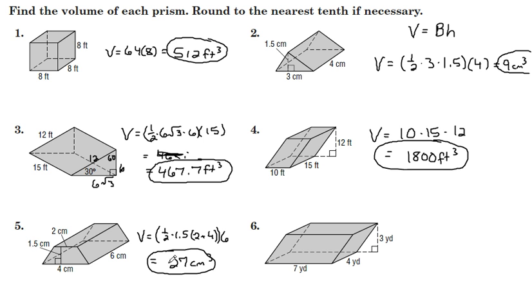Okay, number 6, again another oblique prism. Volume is the base times height. That looks like a parallelogram there. 7 by 4 by 3 units high is going to yield 84 cubic yards.